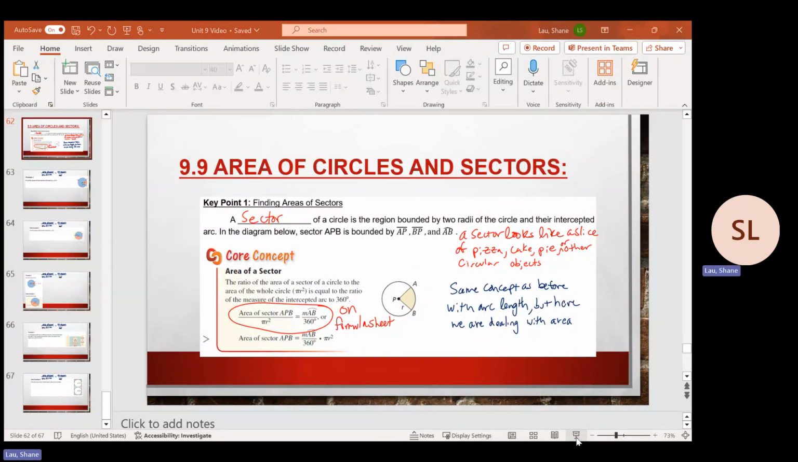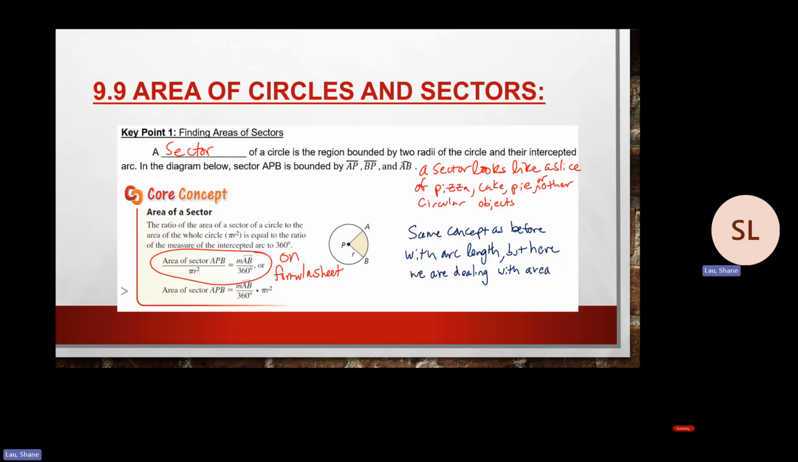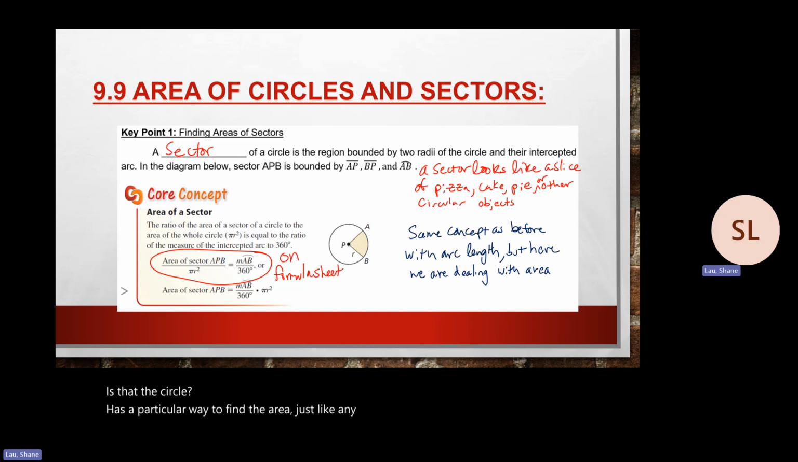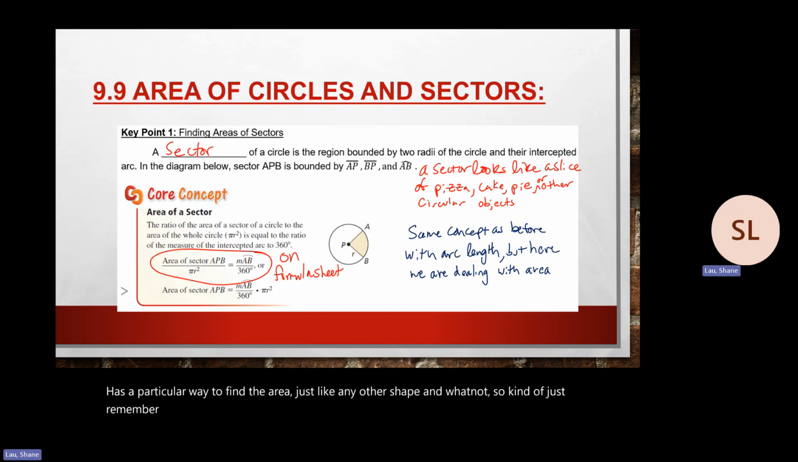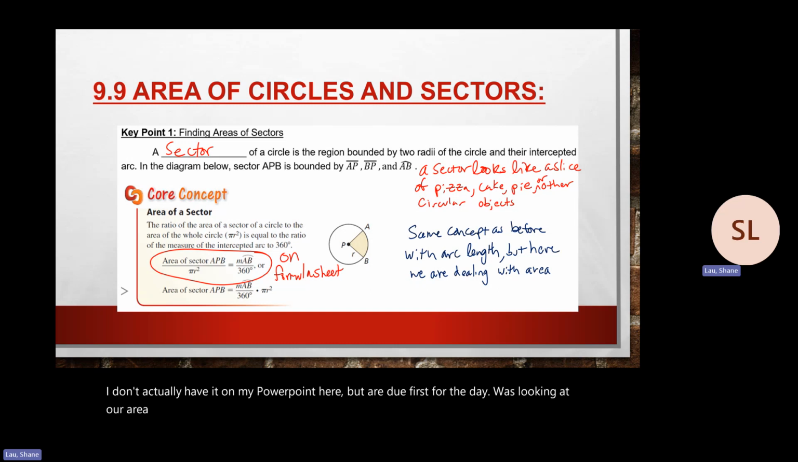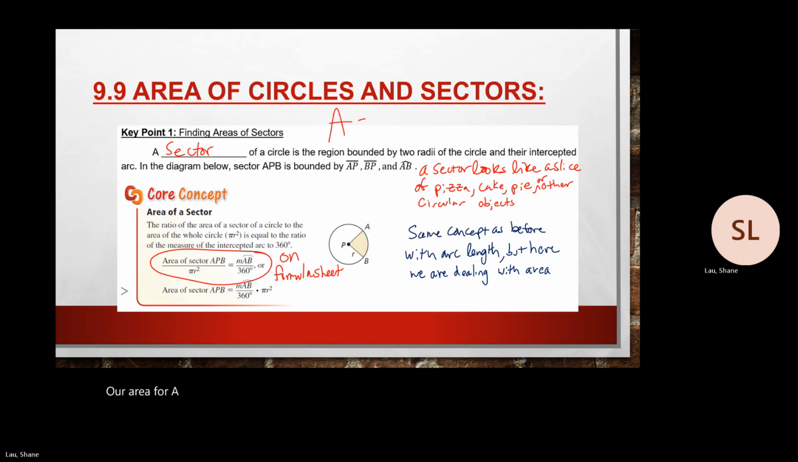Let's go ahead and look at 9.9 now. 9.9 is about the area of circles and sectors. A couple key things to remember here is that the circle has a particular way to find the area, just like any other shape. Our do first for the day was looking at area. So our area for a circle A is going to equal pi r squared. Make sure that you do have that on your paper.